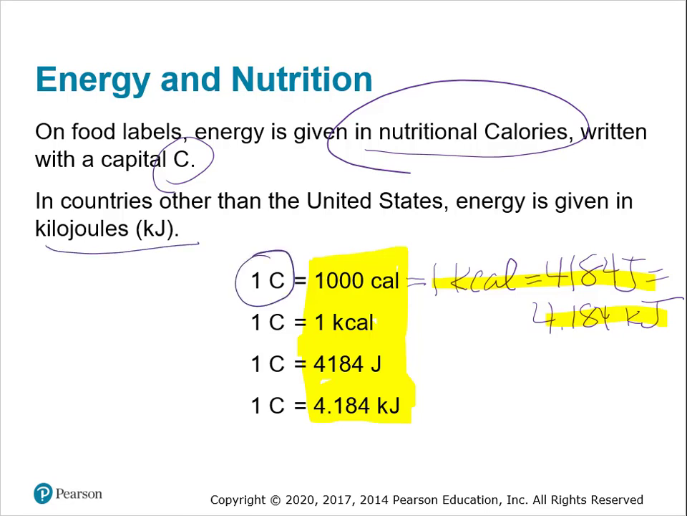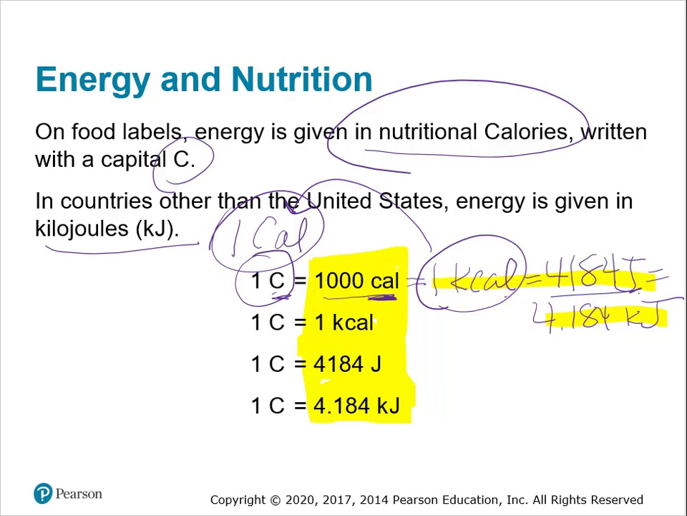Now, one nutritional calorie, or one capital C, or sometimes it's written as one capital CAL, is equal to 1,000 little calories. That's also equal to 1 kilocalorie. So 1 kilocalorie is 1 capital CAL. They're the same thing. It's also equal to 4,184 joules. It's also equal to 4.184 kilojoules.